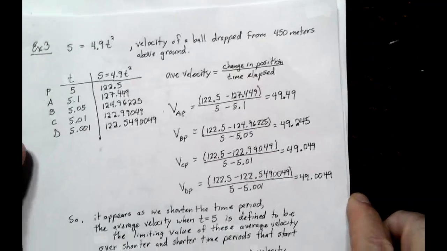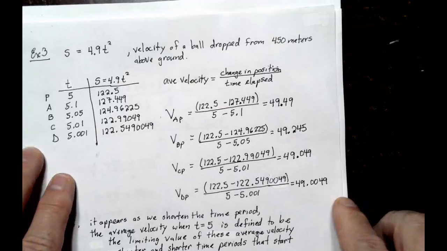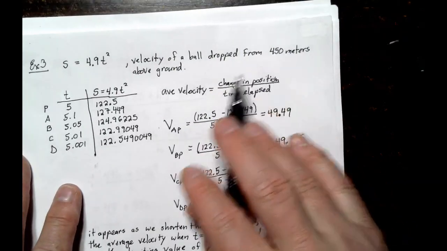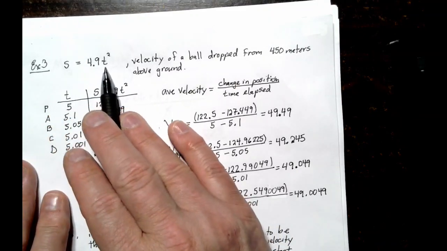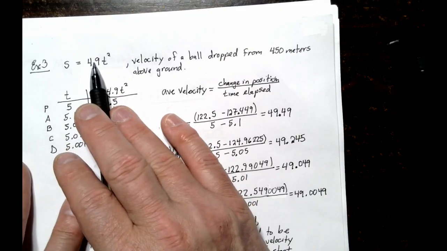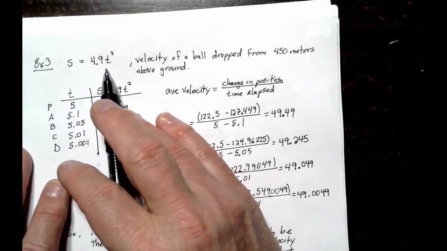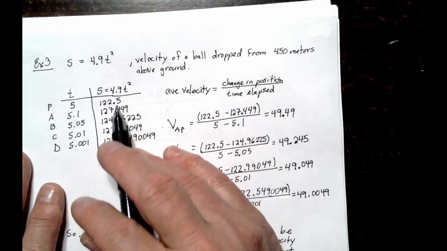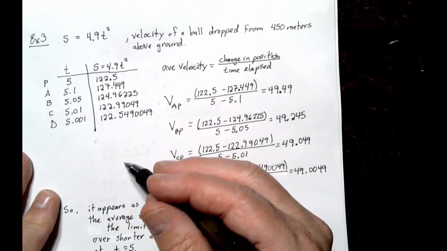Example 3 talks about the changing velocity of a ball as it drops from a height of 450 meters above the ground. And this is your formula that tells you the height of the ball after so many seconds. So after 0 seconds, 0 squared times 4.9 is 0. That means its velocity is 0 since it hasn't been dropped yet. And after 1 second, it's 4.9 meters per second. And then as you increase t, the velocity increases to a certain point.